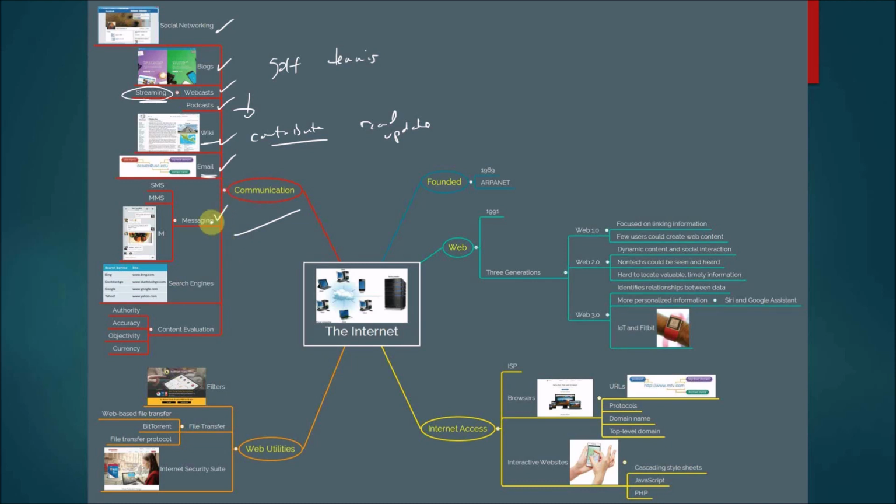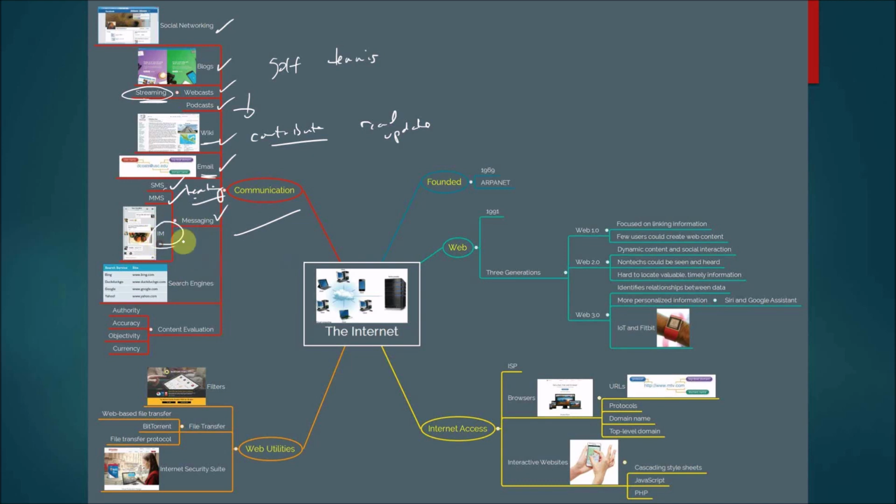There's also messaging. I'm sure many of you are familiar with SMS, or at least its use. SMS basically stands for short message service, and that's basically, said another way, just texting. I'm sure many of you text on your phone, and I'm sure many of you are using MMS, which is multimedia messaging service, which allows you to send pictures, etc., along with your text.